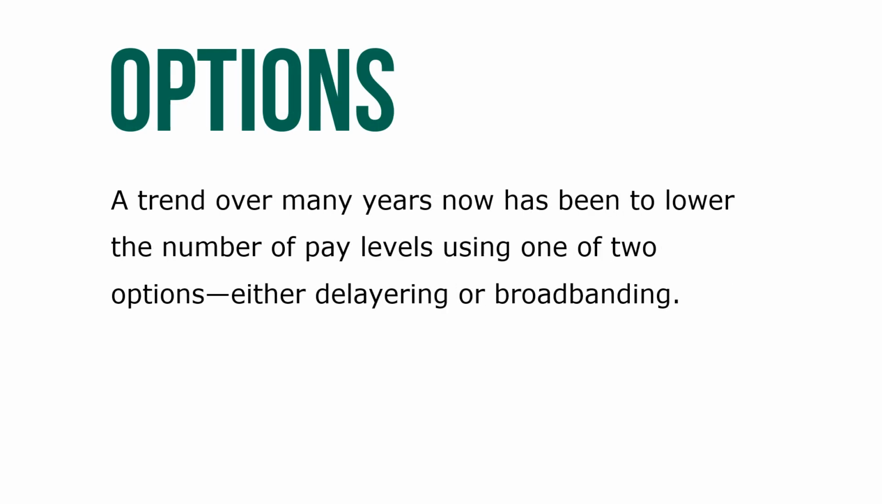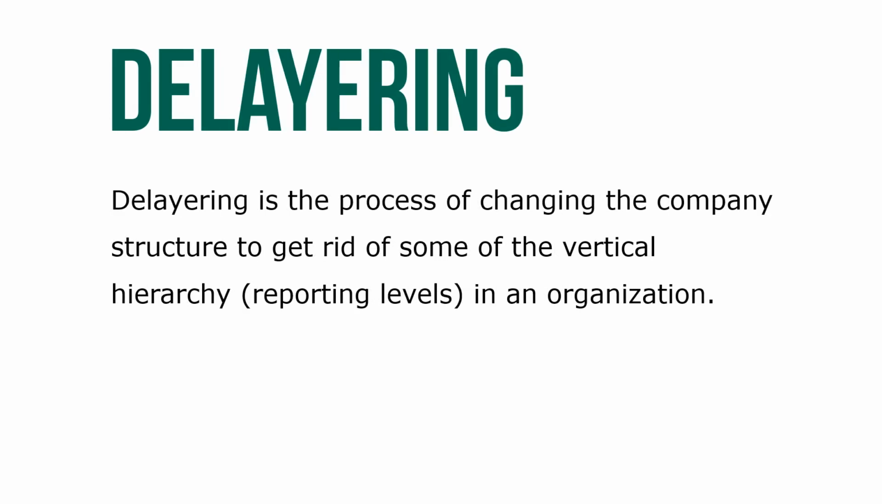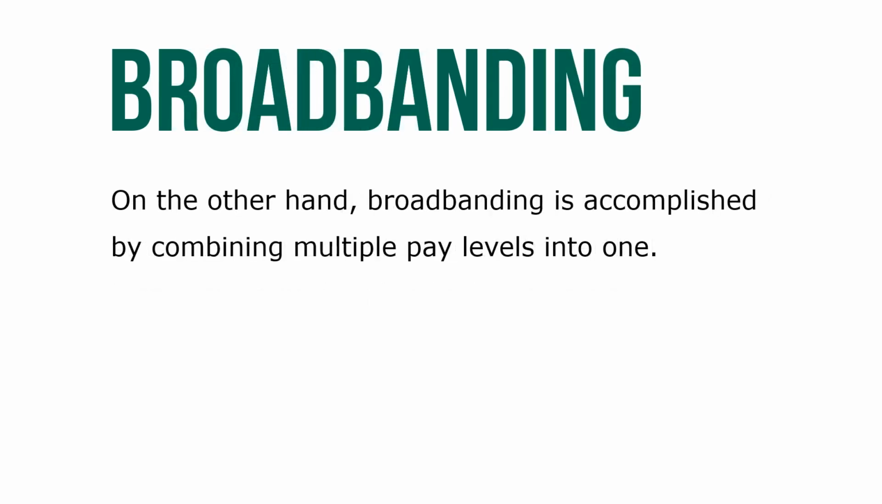A trend over many years now has been to lower the number of pay levels using one of two options, either delayering or broadbanding. Delayering is a process of changing the company structure to get rid of some of the vertical hierarchy reporting levels in an organization. On the other hand, broadbanding is accomplished by combining multiple pay levels into one.